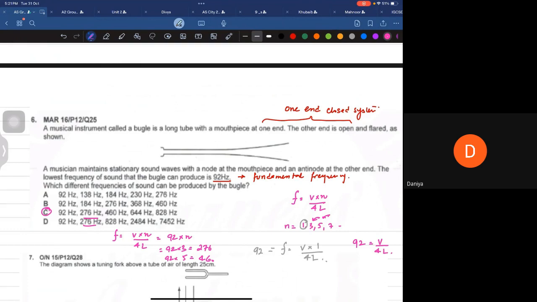Now, this is pretty easy if you just remember the formula. The velocity and the length are constant, so V over 4L is 92. So every frequency will be V upon 4L times N. So 92 times N, 92 times the next N, the next N, like that.